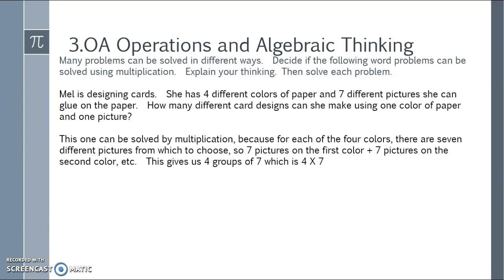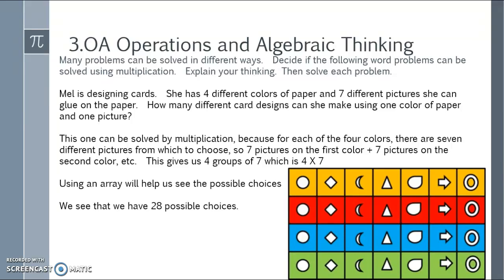This one can be solved by multiplication. For each of the 4 colors, there are 7 different picture options from which to choose. So 7 pictures on the first color plus 7 pictures on the second color, etc. This gives us 4 groups of 7, so 4 times 7.